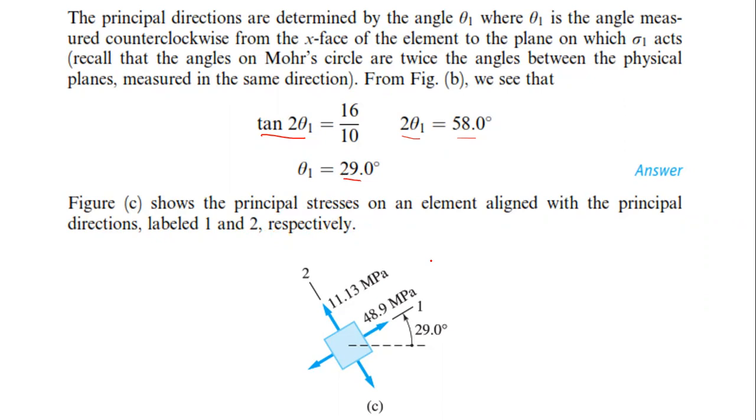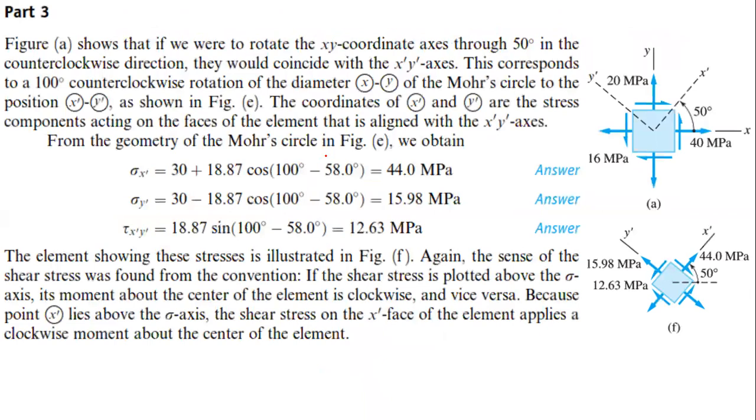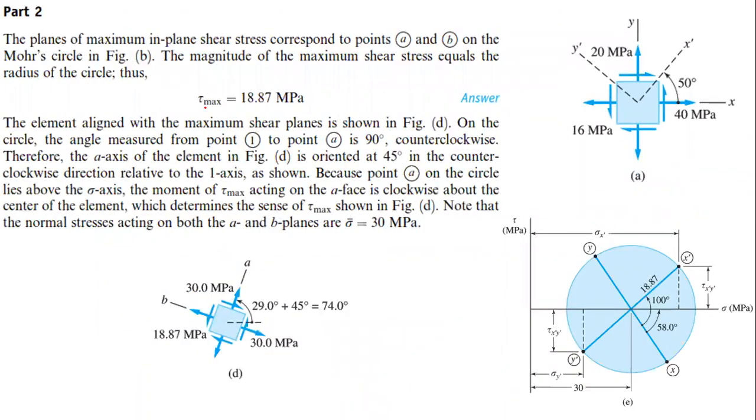So, for the second requirement is the maximum shearing stress. So, kabalo naman nga equal siya sa ang radius. So, dali ra. So, ang part 2 is tau max equal sa radius. So, 18.87.